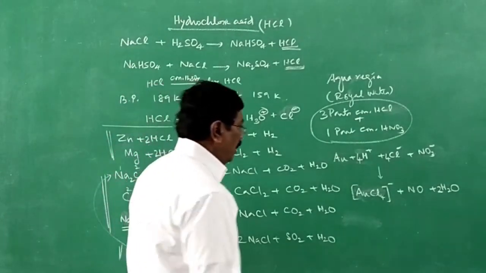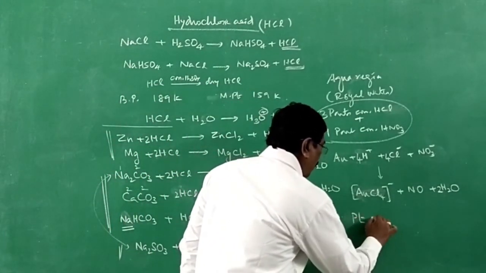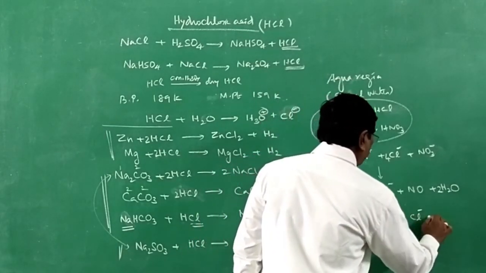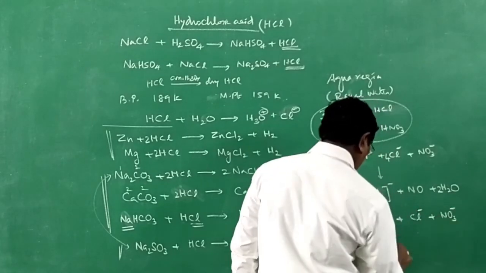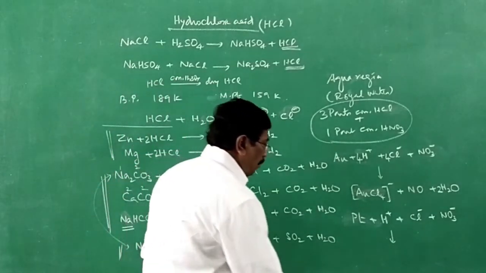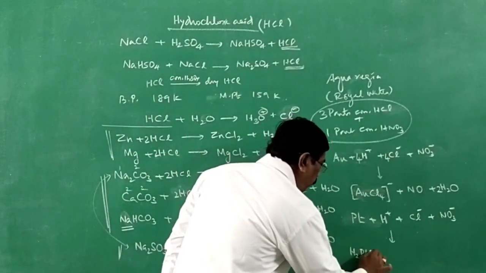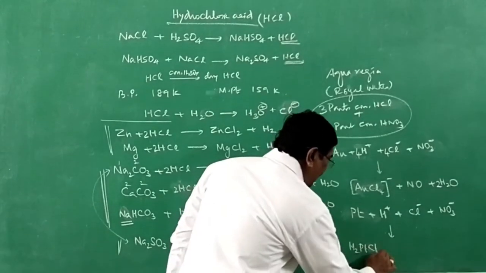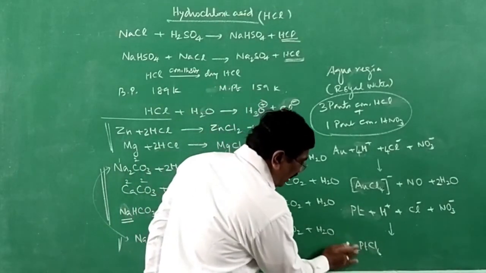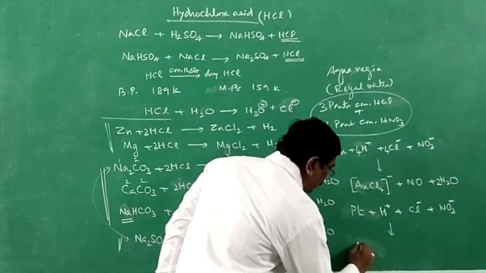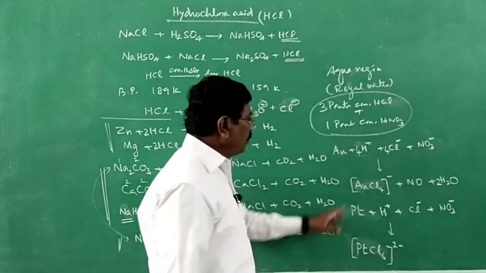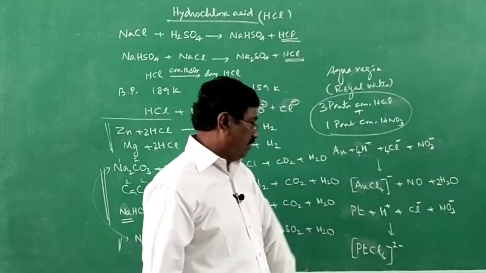AuCl4 minus. Likewise, Pt is made to react with this royal water, that is aqua regia. You will be getting chloroplatinic acid, the molecular formula being H2PtCl6. If 2 H plus ions are eliminated, you should get PtCl6 2 minus. So here AuCl4 minus, PtCl6 2 minus.